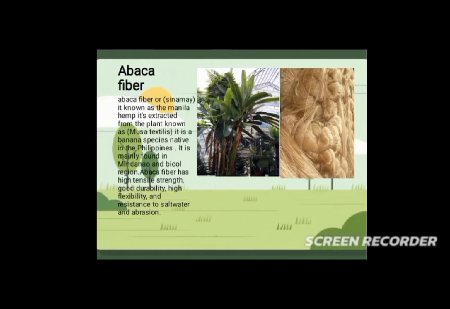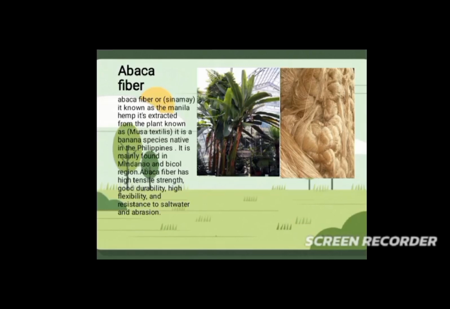First is abaca fiber. Abaca fiber, or sinamay, is also known as Manila hemp. It is extracted from the plant known as Musa textilis, a banana species native to the Philippines. It is mainly found in Mindanao and the Bicol region. Abaca fiber has high tensile strength, good durability, high flexibility, and resistance to salt water and abrasion.